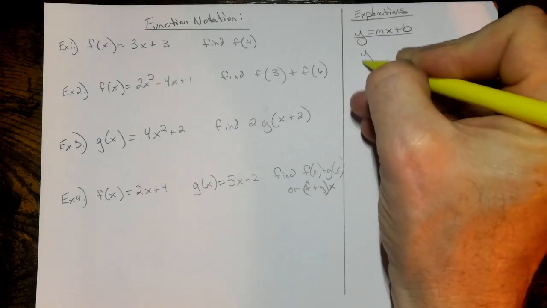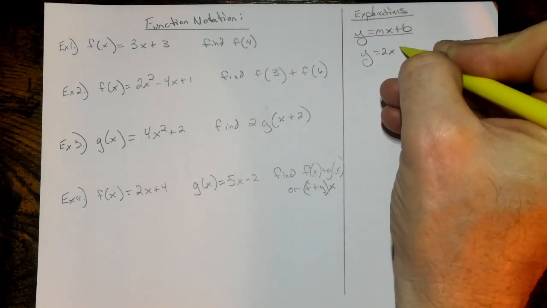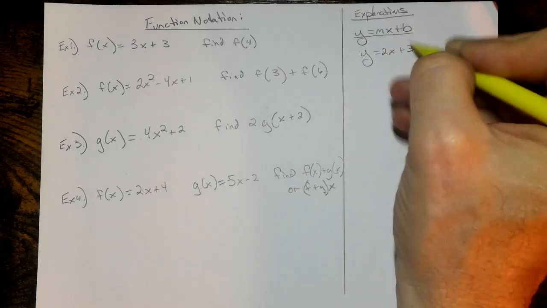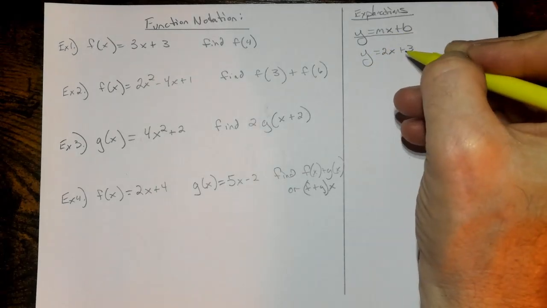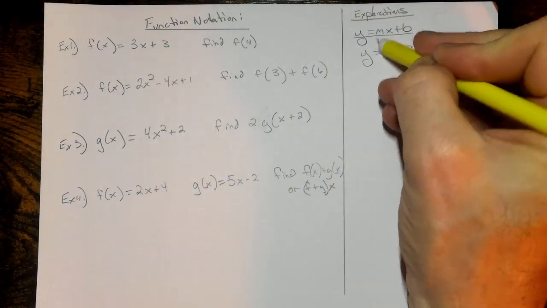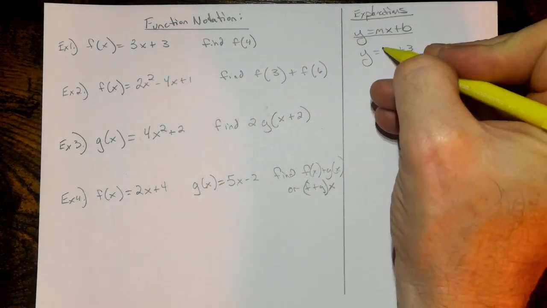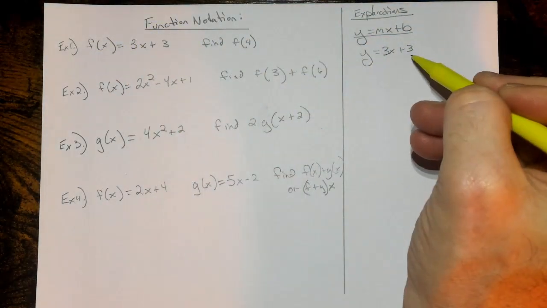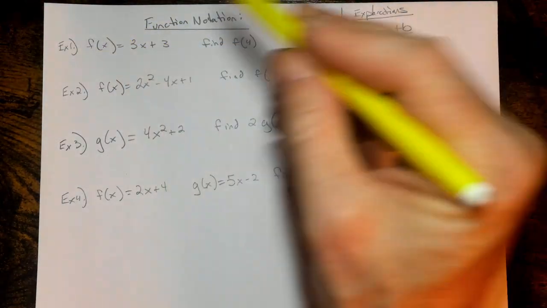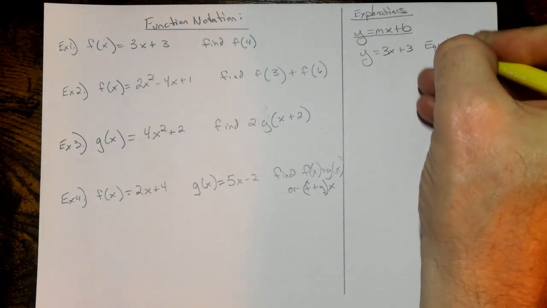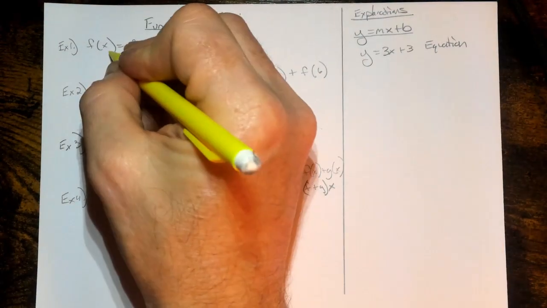in terms of, let's say y equals 2x plus 3, right? We'll just put in something for m, something for b. We have now what we call an equation. So in fact, let's just use 3x plus 3 because that's what we have over here. We have f of x equals 3x plus 3. So how are these two things similar and different? Well, this is an equation, and this is a function.